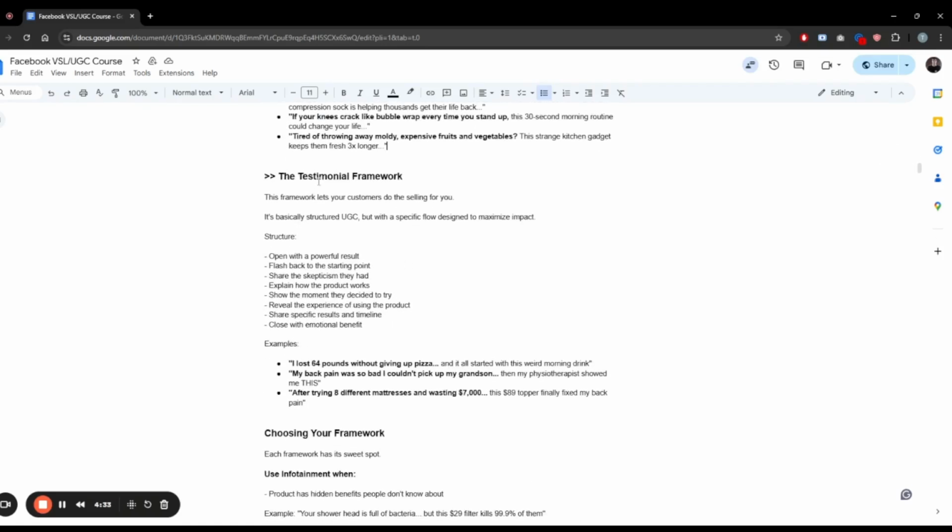And then you can also have the testimonial framework. This framework lets your customer do the selling for you. It's basically structured like UGC, but with a specific flow designed to maximize impact. So the structure is, open with a powerful result. So show a before and after, or be in excitement about how good you feel right now. Then you have a flashback to the starting point of how bad it was, how painful, uncomfortable, or whatever else the problem is.